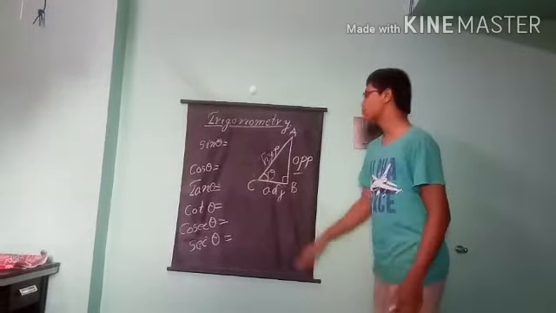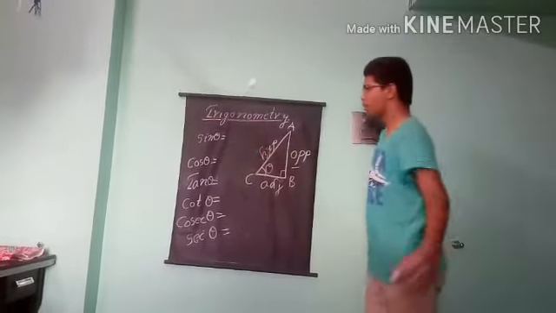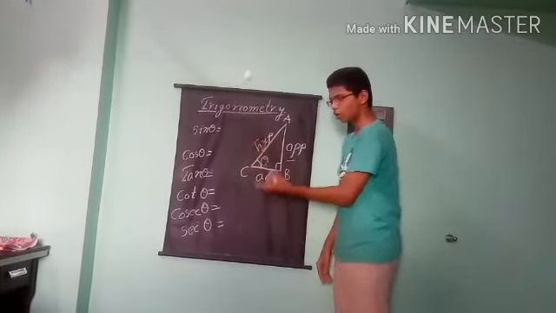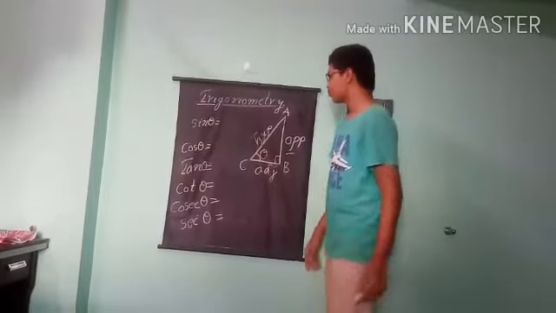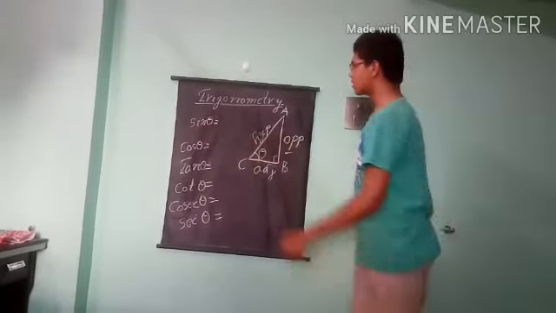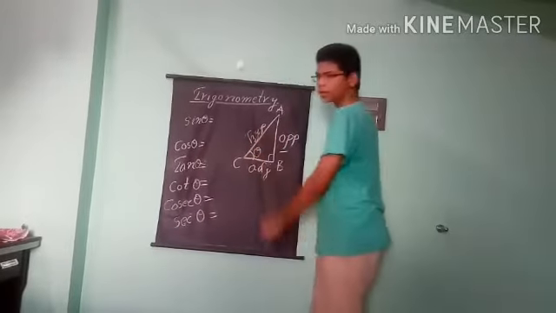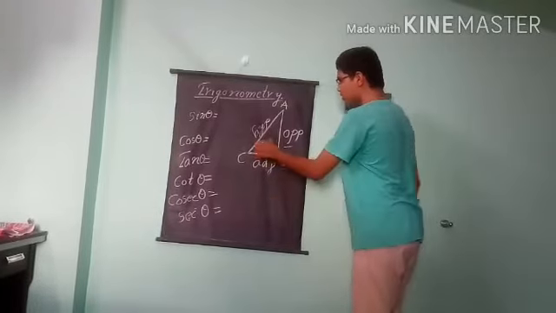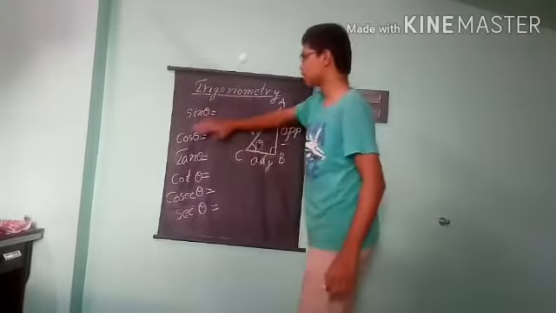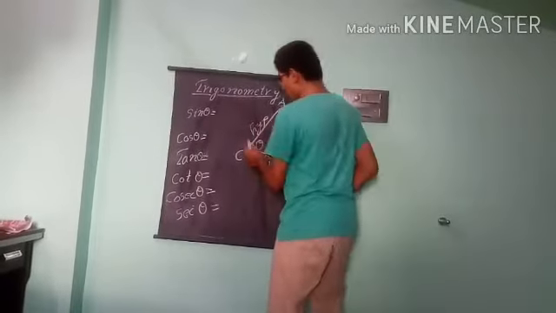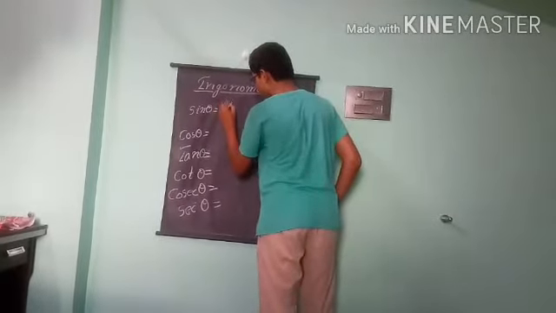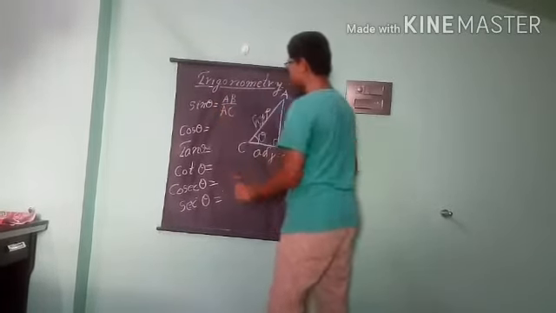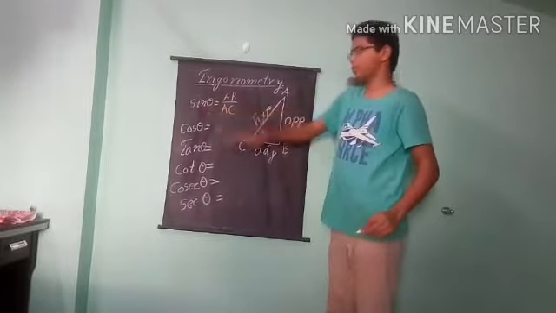Now we discuss the trigonometric ratios. We know there are 6 trigonometric ratios: sin theta, cos theta, tan theta, cot theta, cosecant theta, secant theta. First, sin theta. What is sin theta? When we take a right angle triangle, one angle is 90 degrees and another is theta. Sin theta is AB by AC.